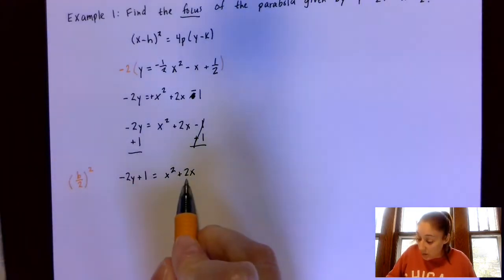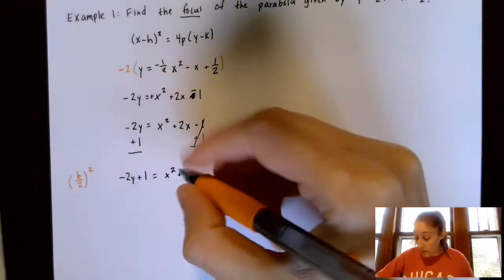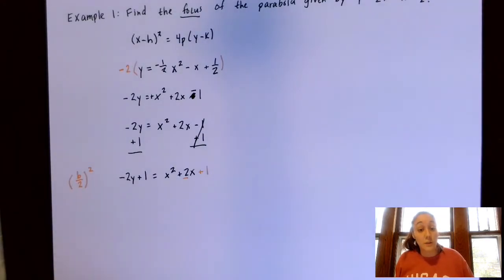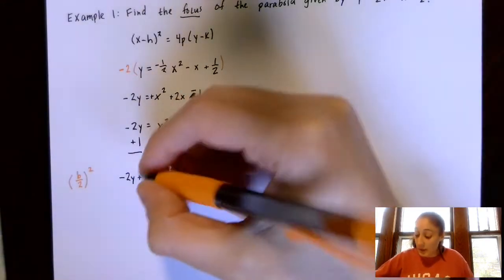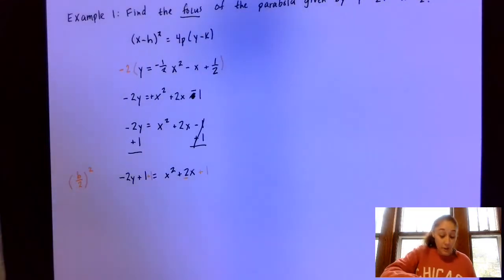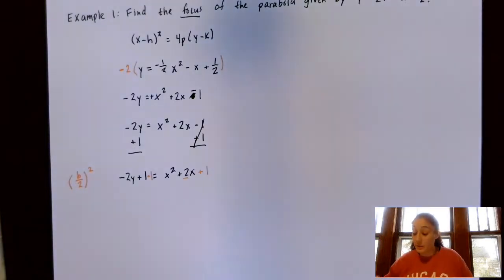Alright, so the b in this case is positive 2. So 2 divided by 2 is 1, and 1 squared is 1. So I'm going to add 1 to this side, and that's going to give me a perfect square trinomial. But don't forget that you also have to do it to the other side. Okay? That part is really, really important. If you forget it, it throws off all your numbers.